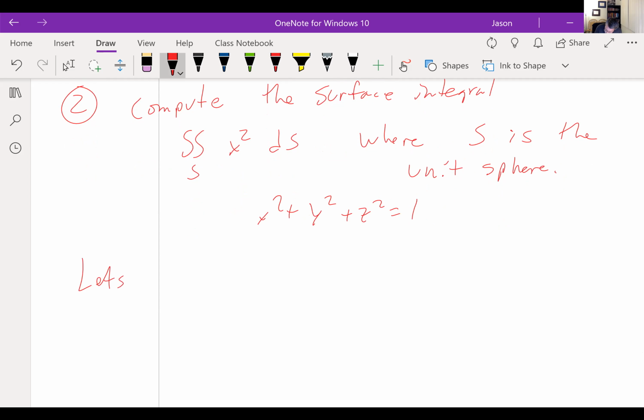Okay, so let's parametrize with spherical coordinates.